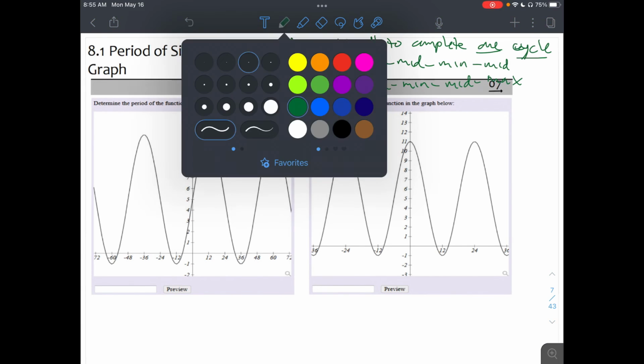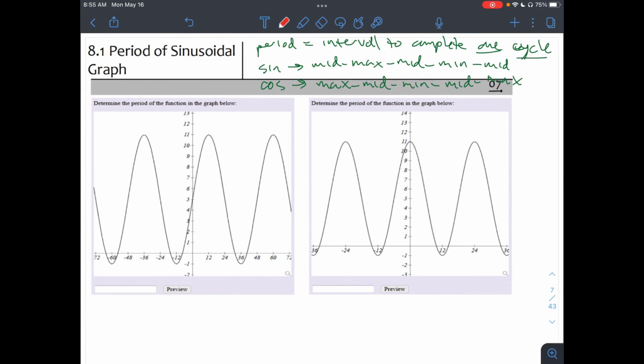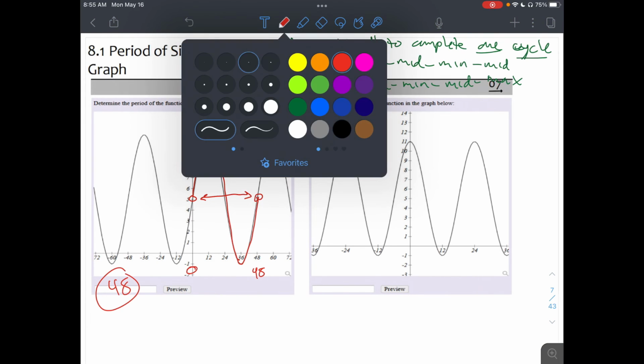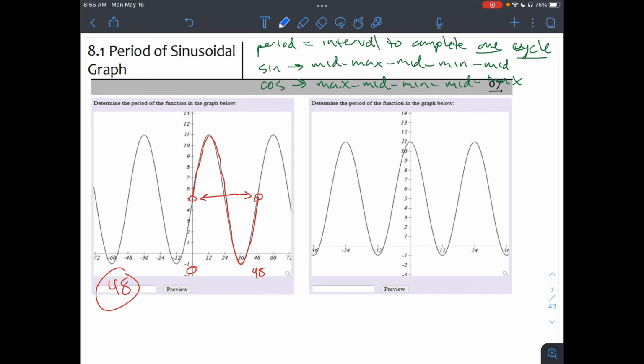So depending on what you're looking at, if you start here on the midline, we can look at how long it takes to complete one rotation of this sine, or one cycle of this sine graph. Well, we see it goes from 0 all the way to 48, and so that is our period. Now, if we were thinking of this in terms of a maximum starting here, there would have been a shift that happened. Again, we could have thought of it as here too.